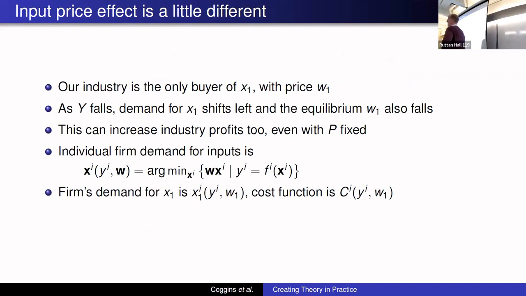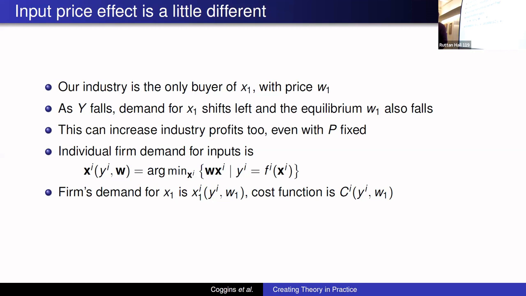I think the real reason people thought this paper was worth publishing, eventually, some people got it wrong, was because of the input side of the problem, where pollution is still in proportion to output, but output price doesn't change in response to this industry polluting less or producing less. Instead, some input price changes. So this industry is the only buyer of X, thermal coal, electric utilities. As Y falls, X1, the entire demand for this input, coal, shifts down. So for any given price, they'll buy less.